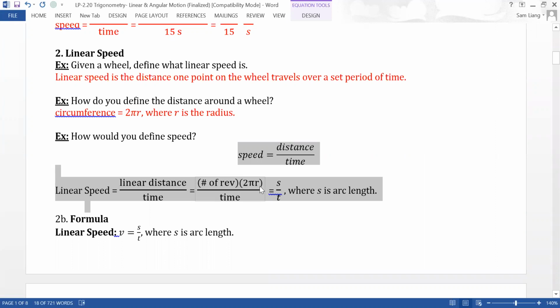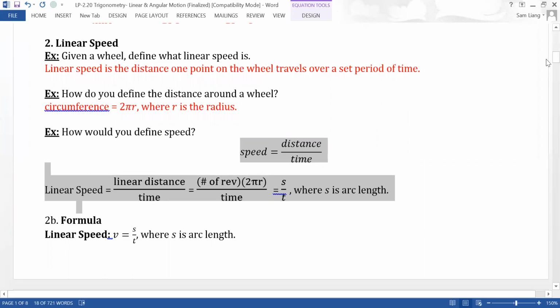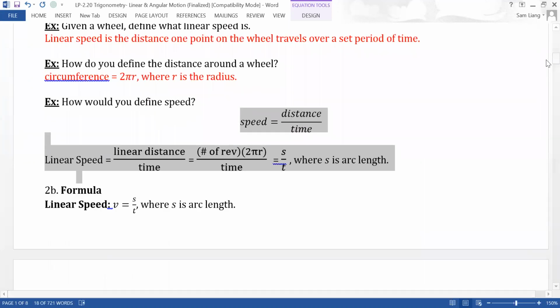Okay. And another way to write the numerator is arc length. Okay, so number of revolutions times 2 pi r, that's the distance around a circle, which is arc length. And if you remember, the letter we use for that is s. So it's s over t. Okay. So again, please do copy this highlighted text down. You're going to be seeing this formula a lot for these types of questions. Okay.